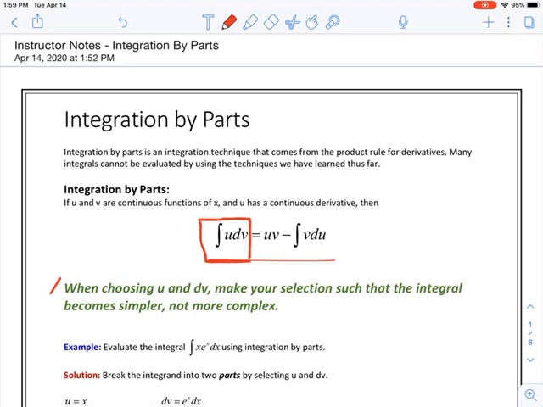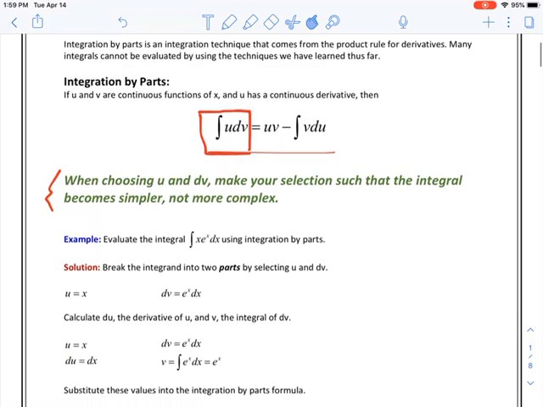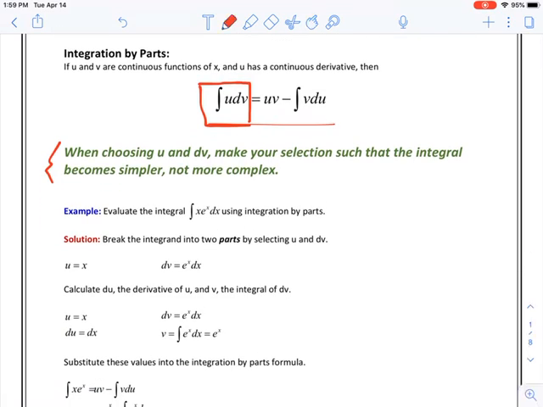When choosing u and dv, make your selection so that the integral becomes simpler, not more complex. You'll see what I mean as we go through some of these examples. The best way to do this is to just jump right in, so let's do the first example. Evaluate the integral of x times e to the x dx using integration by parts.